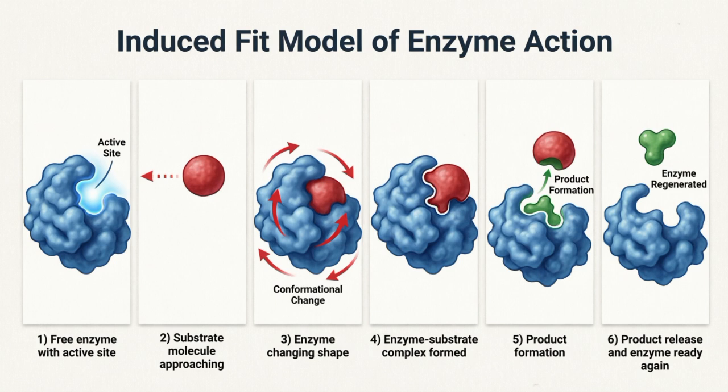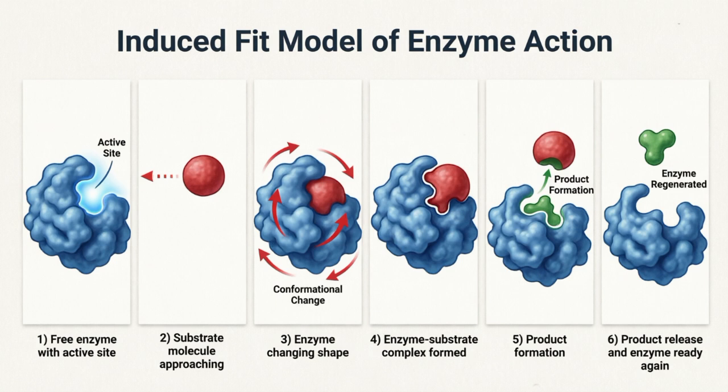In step 5, catalysis occurs. The red substrate transforms into green products shown as 2 connected spheres. A green arrow points upward, labeled "product formation," indicating the chemical reaction has taken place within the active site.